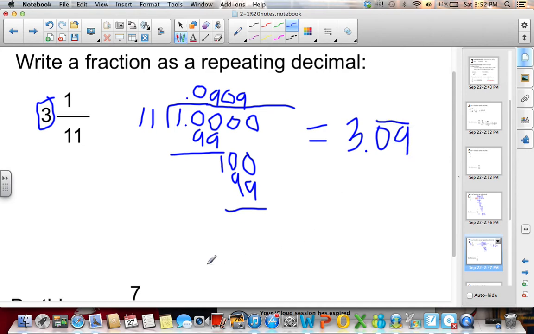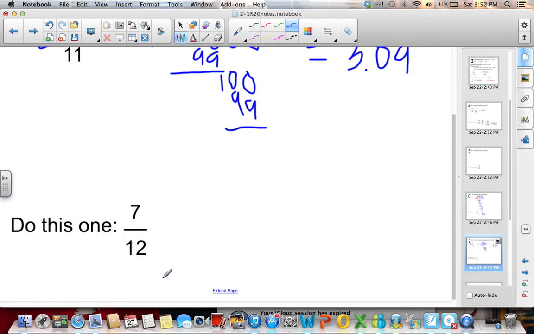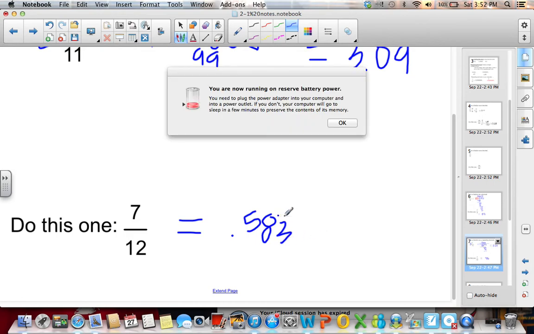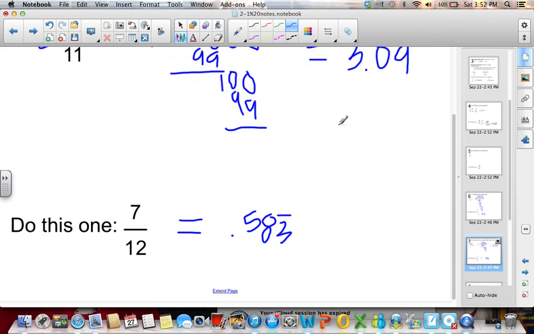repeating. Okay? I want you to try this one, 7/12. Okay? And without showing you all of the work, 7/12, you should have gotten 0.583, and it should be 0.58333333. So then your repeating number is 3. Okay? And my computer is about to die, as you just saw that.